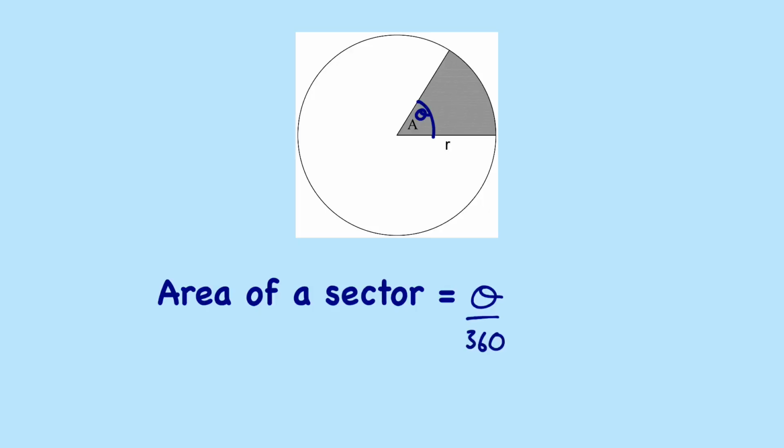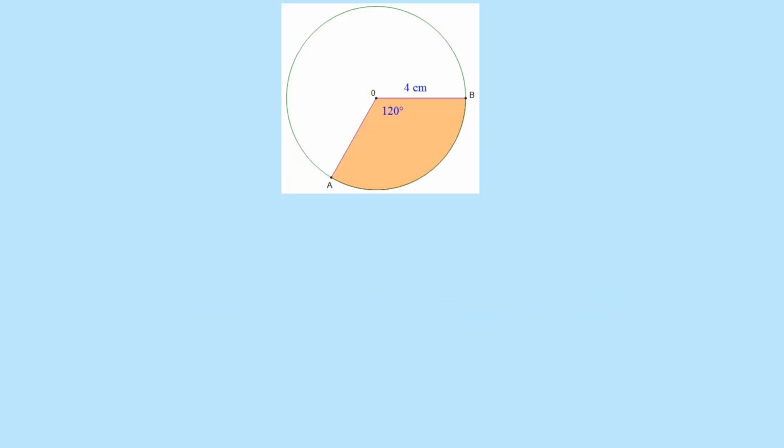divided by 360. And don't forget, this will give you the fraction of the whole area of the circle multiplied by the area of the circle, which is pi r squared. So this is your formula for the area of a sector. So let's have a look at finding the area of this sector below.